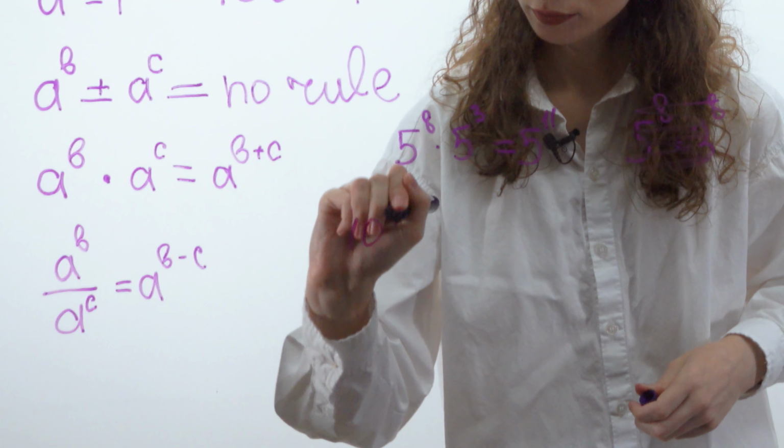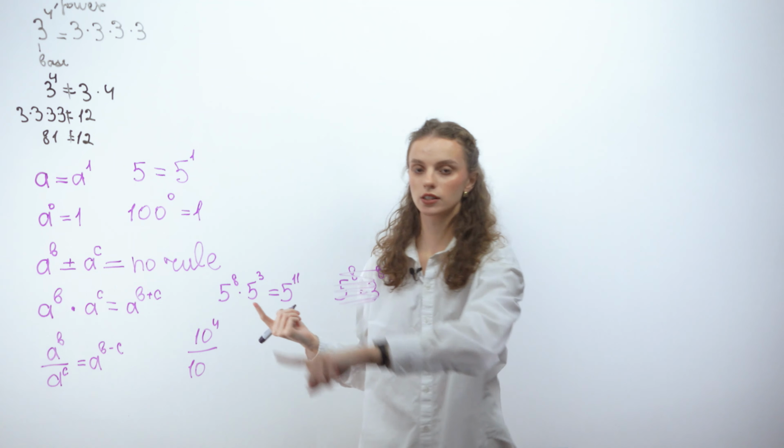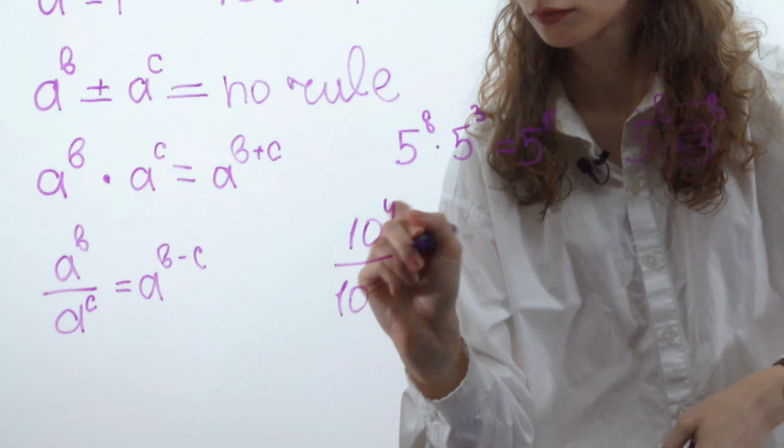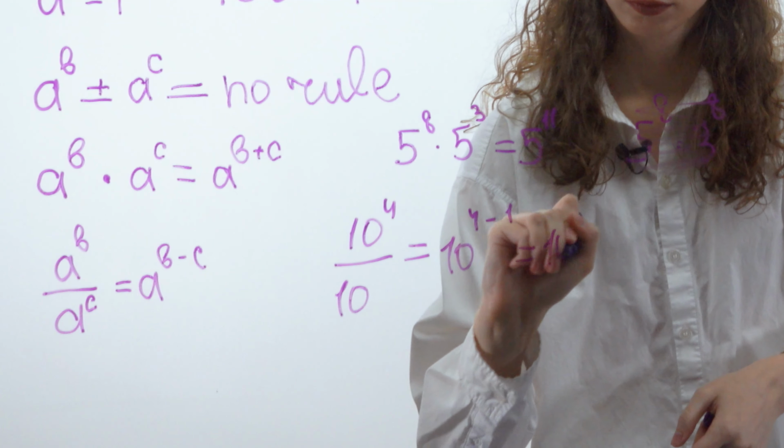Here I have 10 to the 4th power divided by 10. To which power is this 10? I just showed you. If there is no power shown, the power is 1. So I'm going to subtract 4 minus 1, and my final answer is 10 to the 3rd power, or 10 cubed.